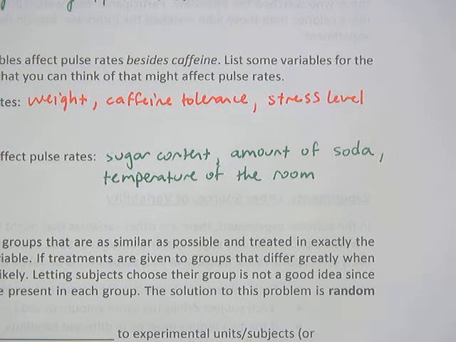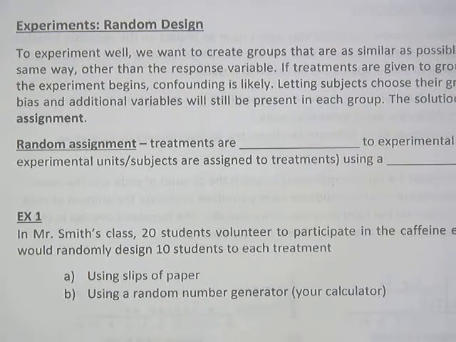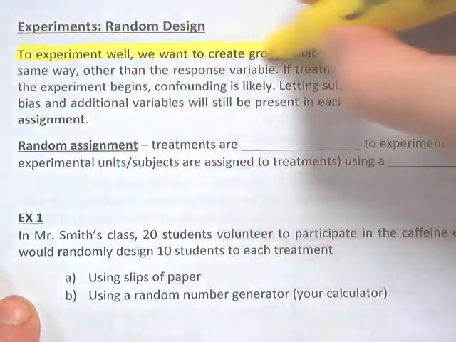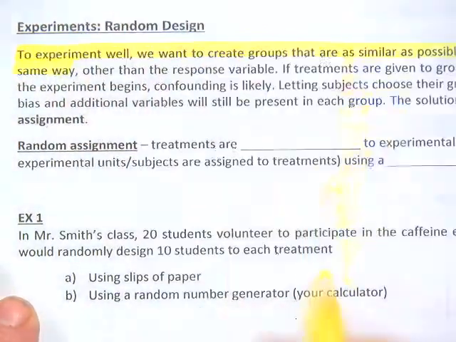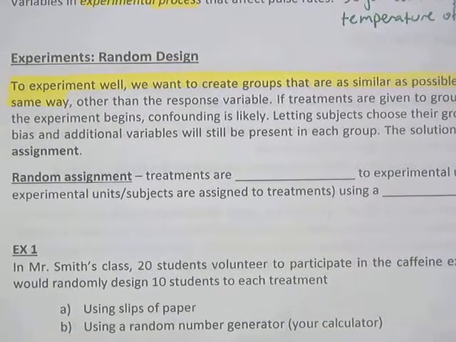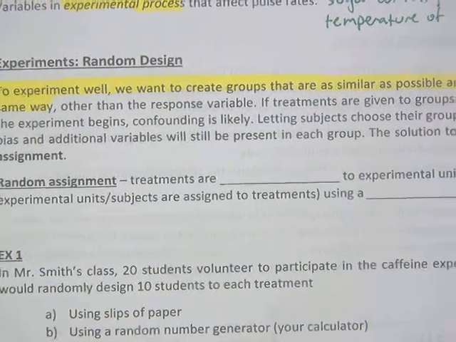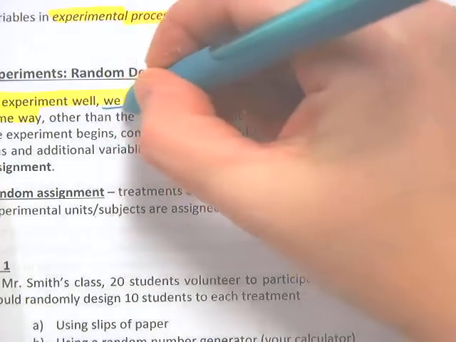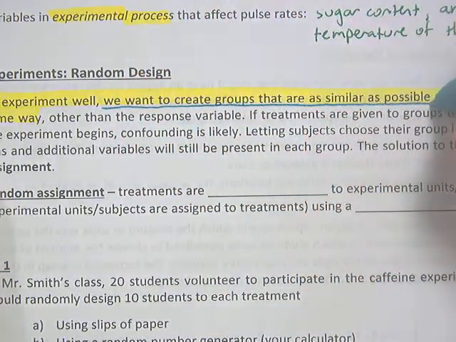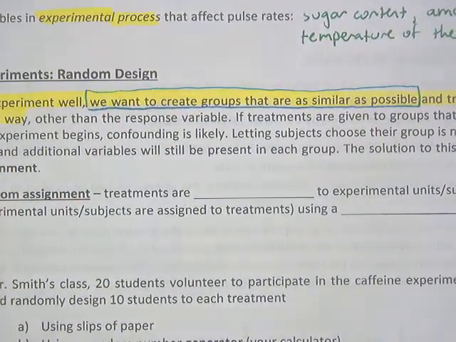Okay, let's talk about how important it is to randomly assign treatments. To experiment well, we want to create groups that are as similar as possible and treated in exactly the same way, other than the response variable. That's going to be an answer on your quiz next time, and it's going to be an answer to a test question where I ask you, hey, why is it important to randomly assign treatments? Well, we want to create groups that are as similar as possible. That's the main reason we want to randomly assign people to their groups.